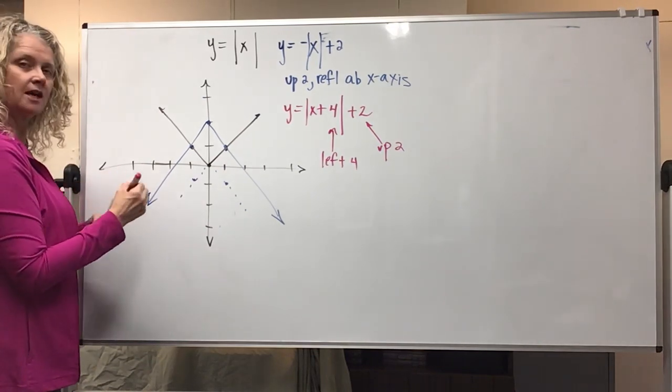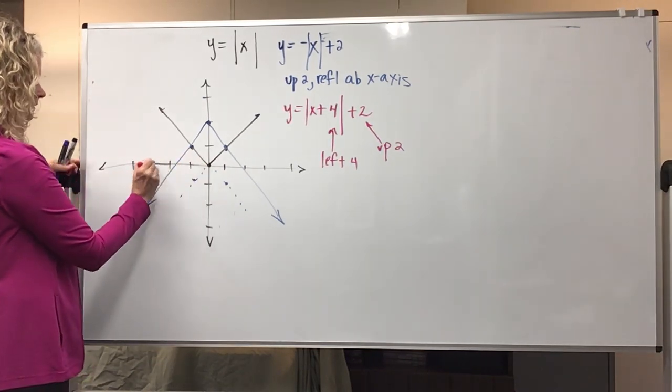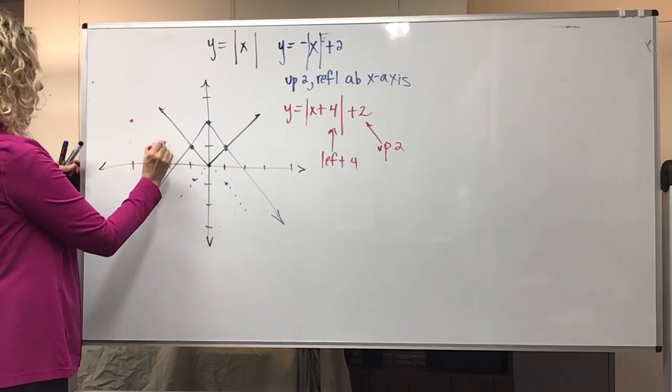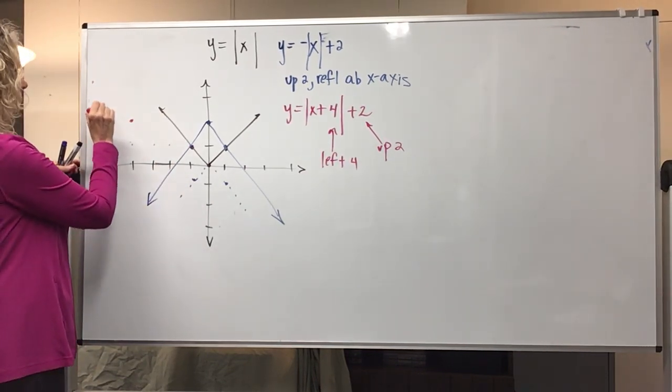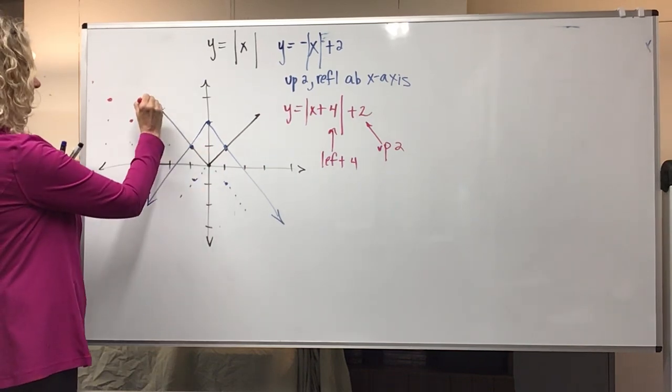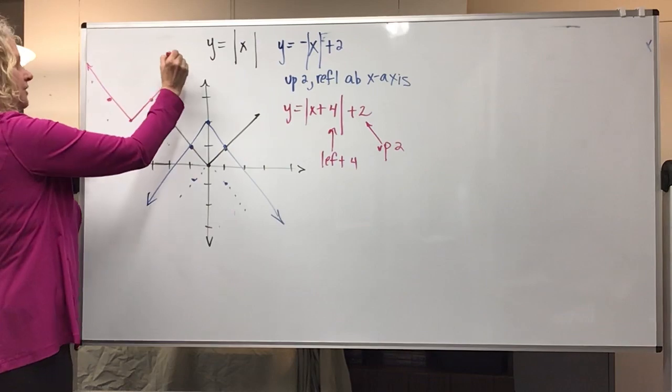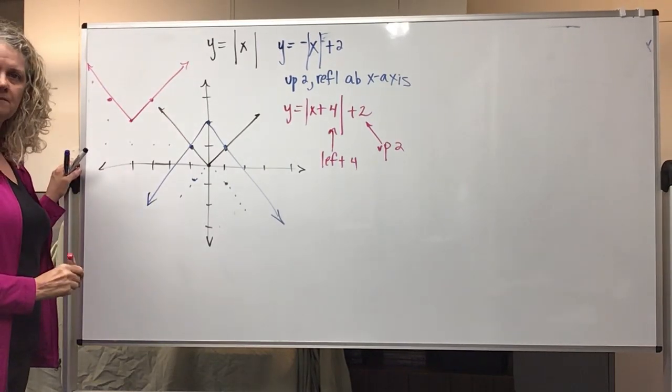So you're going to take the vertex and you're going to go left 4, up 2. You're going to take this point, left 4, up 2, and the same with the last point. Left 4, up 2. Remember, absolute value is always a nice V.